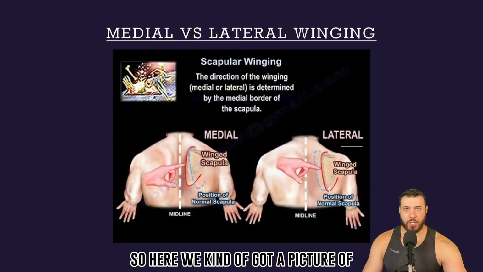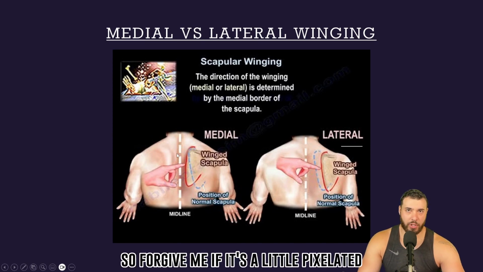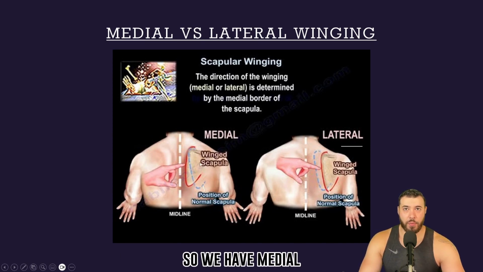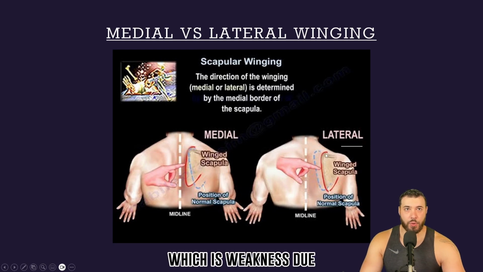Here we have a picture. I tried to find a picture that shows you both types of scapular winging, so forgive me if it's a little pixelated. We have medial, where you can see the normal position would be coming in here, which we know is weakness due to the serratus anterior. And then lateral, which is weakness due to the trapezius.